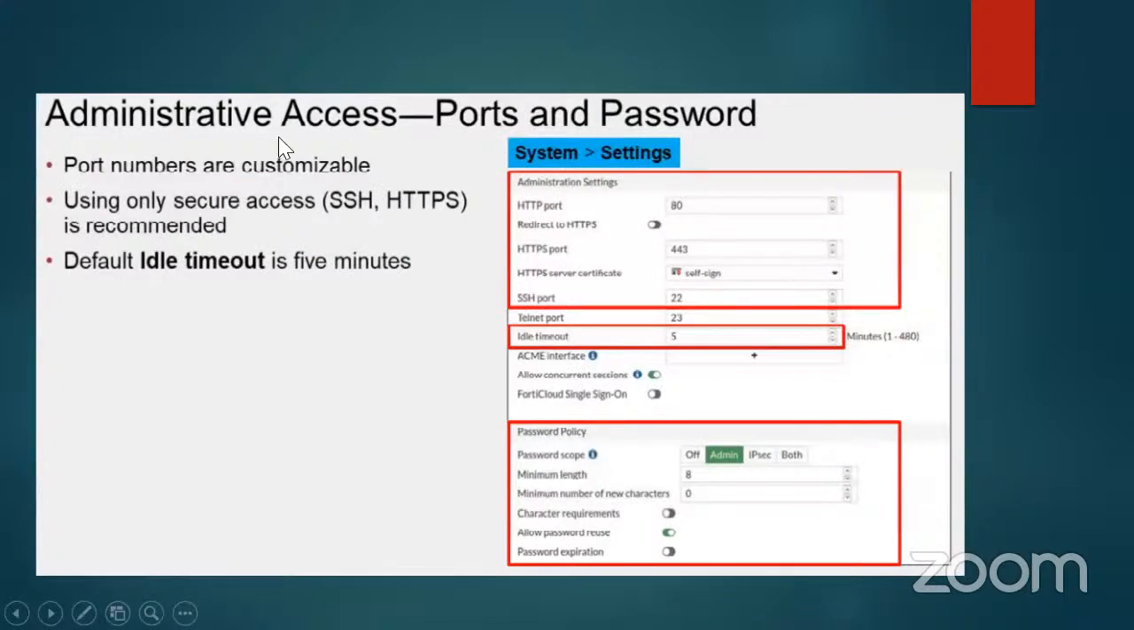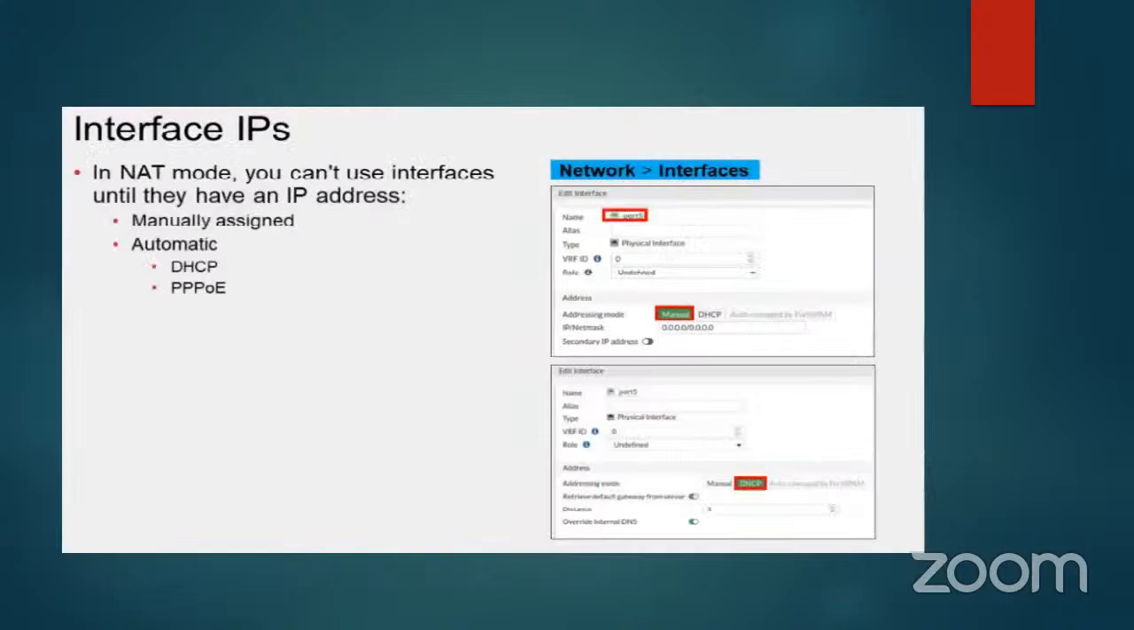Now, a little about administrative access. What are the ports which are there by default? By default, HTTP 80 and HTTPS 443 are enabled on FortiGate. These are the default Telnet and SSH ports that FortiGate is open on. Apart from that, you can have a password policy, so that anyone who wants to connect to the firewall must have a password of 8 characters, 10 characters, one capital, one small, all those things. That comes in the password policy.